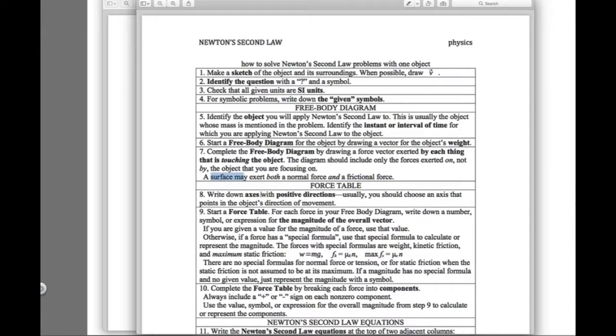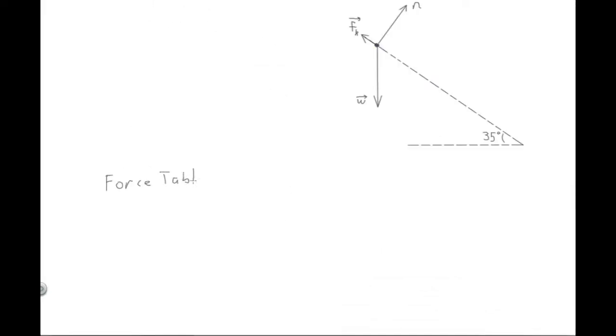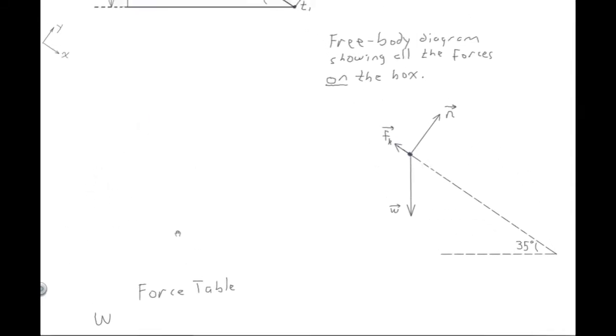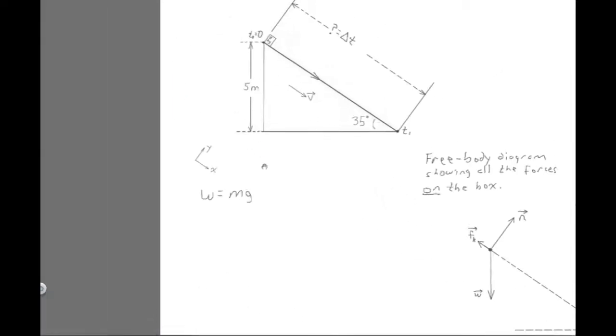Now we're ready for our force table. I think we already picked our axes, so now we start the force table. And we'll start that force table by thinking about the magnitude of the object's weight. There's a special formula for the magnitude of the object's weight. So write down that special formula, W equals mg, and then we can try to plug in. The mass is 8 kilograms. Little g is 9.8 meters per second squared.